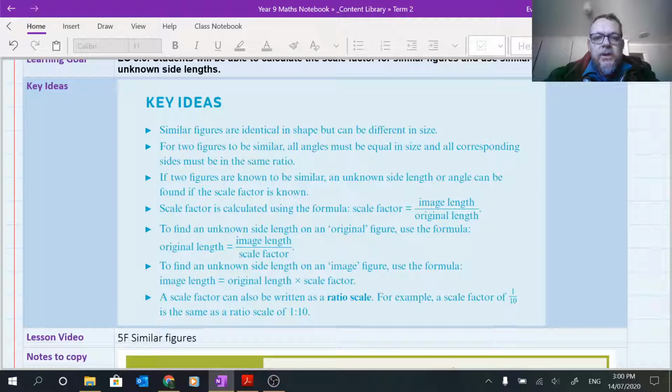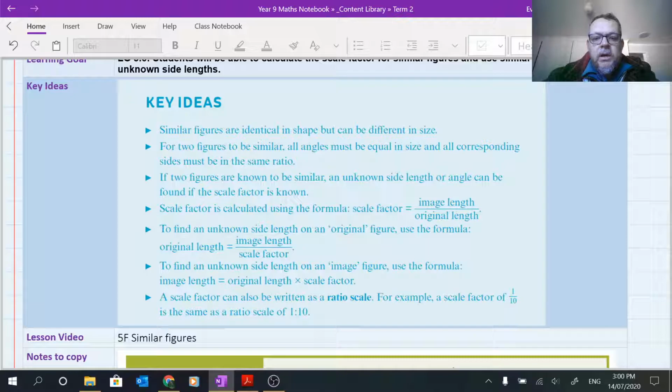So for two figures to be similar, all angles must be equal, and all corresponding sides must be in the same ratio. Now, if two figures are known to be similar, then an unknown side length or an angle can be found if the scale factor is known. So the scale factor is calculated using the formula: the scale factor equals the image length divided by the original length.